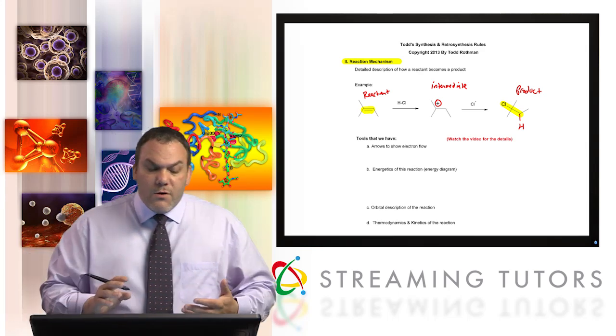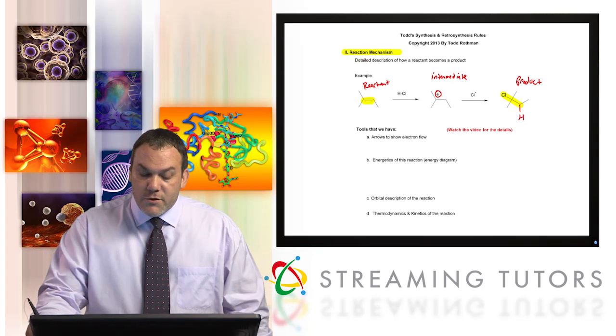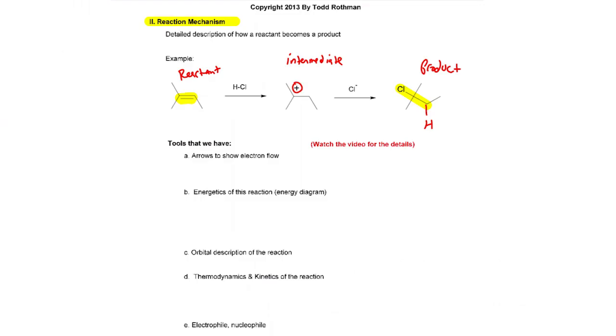Now, there are certain things that we could do to describe this reaction, and that's what these tools are below. The first thing is we could show electron flow, right? And we already know that this is telling us where electrons are going, not where the nucleus is or the atom, the symbol. It's where the electrons go. So I could say that this double bond is going after H.